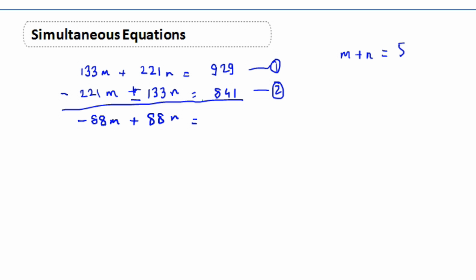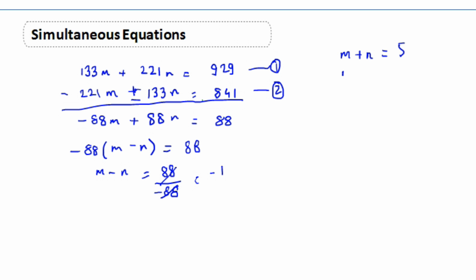and that should give me a difference of 88. So again I've got 88 on the left hand side, which I can factor out. So instead of 88, I'll take minus 88 as the factor, and this will become m minus n within brackets, and that should be equal to 88. Then I divide both sides by negative 88, so that becomes m minus n is equal to 88 over negative 88, and that simplifies to give me negative 1. So the second equation that I've got is m minus n is equal to negative 1.